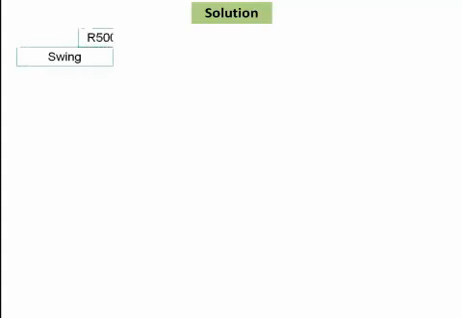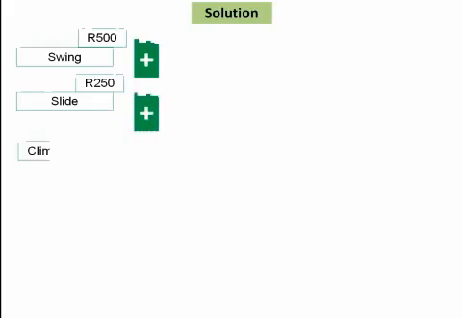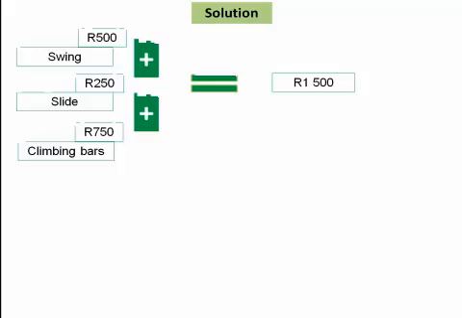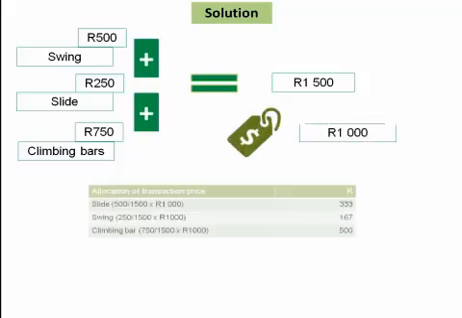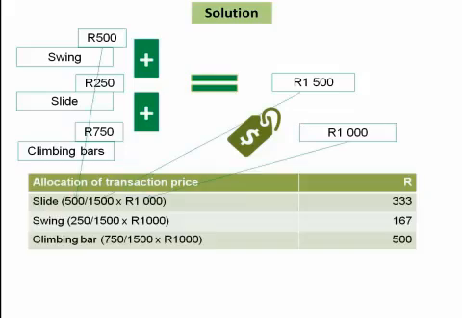Allocation of the transaction price is done based on the standalone selling prices of each performance obligation, thus 500 Rand for a slide, 250 Rand for a swing, and 750 Rand for a climbing bar. The total of the standalone selling prices being equal to 1,500 Rand, the standalone selling prices are observable and thus are used. The transaction price of 1,000 Rand is allocated to the slide, swing, and climbing bar, each a separate performance obligation, proportionately based on the standalone selling price.